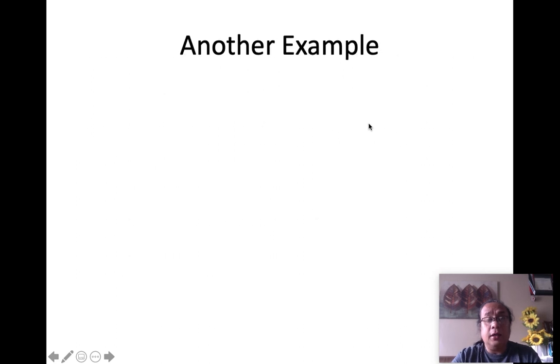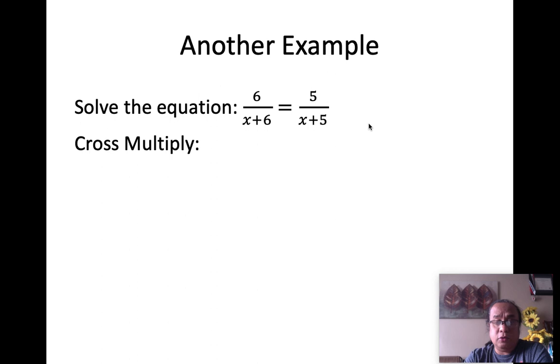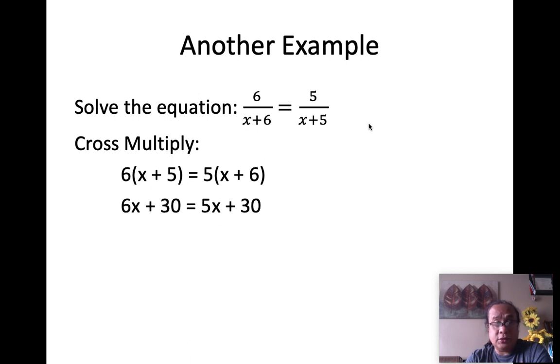Let's have another example. Solve the equation 6 over x plus 6 equals 5 over x plus 5. Again, the method is cross multiplication. You multiply 6 by x plus 5 and 5 by x plus 6, and then you distribute. 6 times x is 6x, and 6 times 5 is 30, while the other side would be 5x plus 30. Then again, move all the x's to one side and all the numbers to the other side.